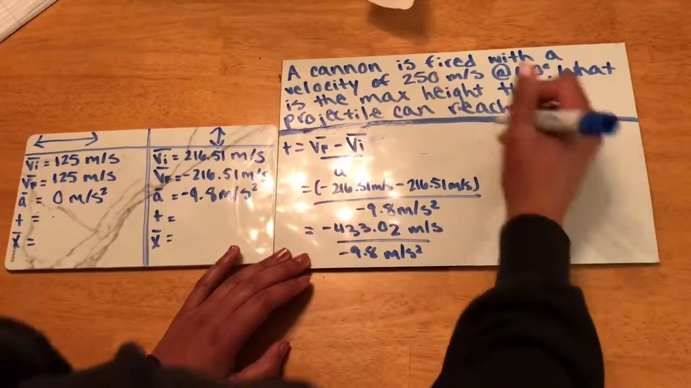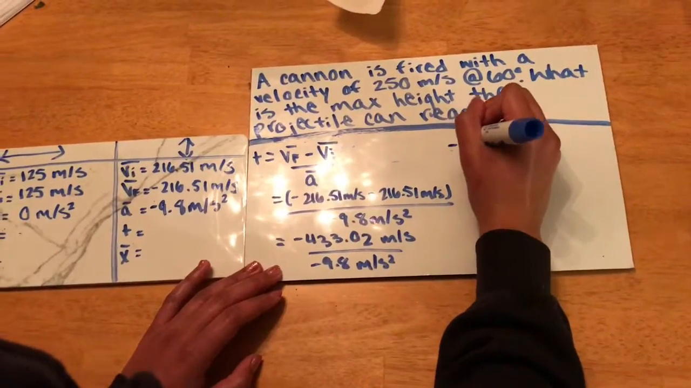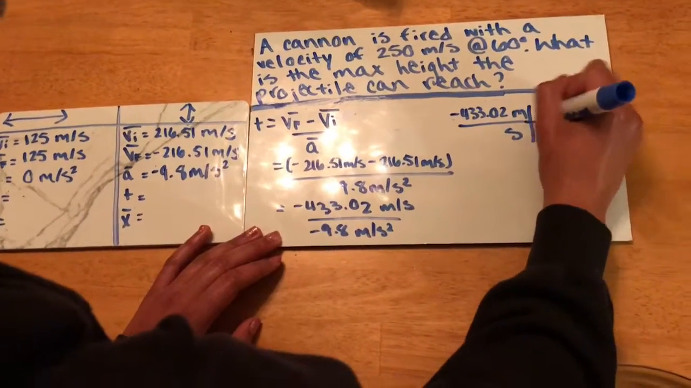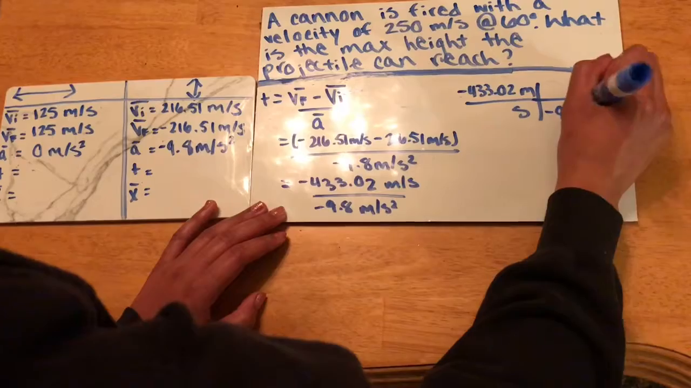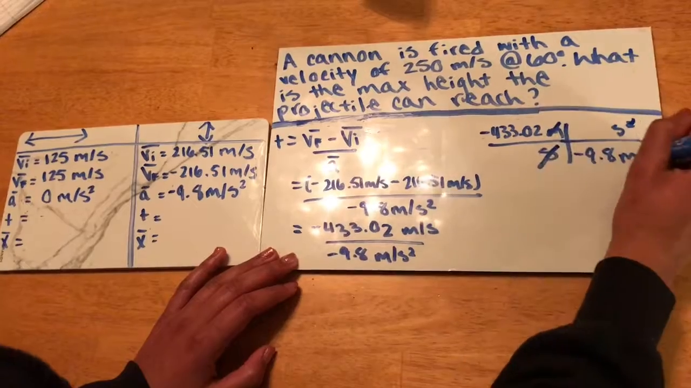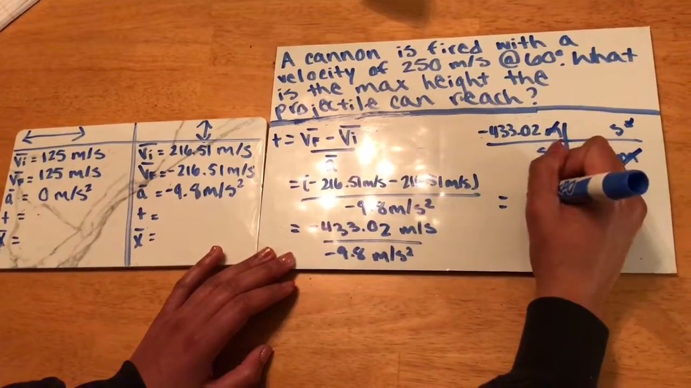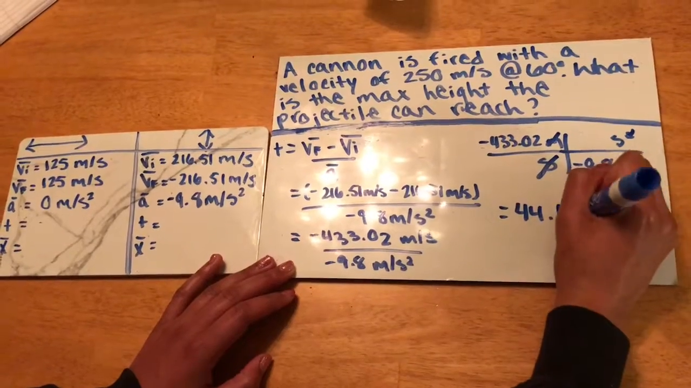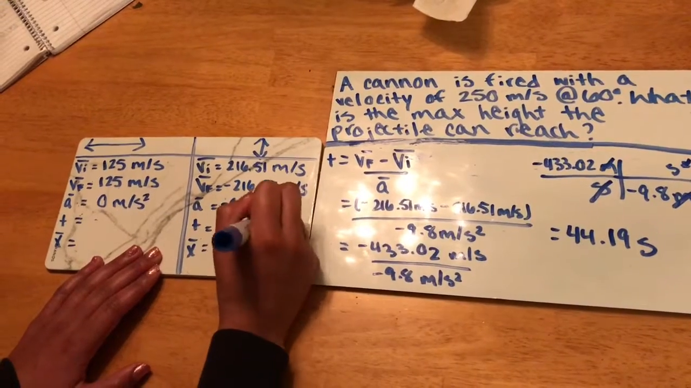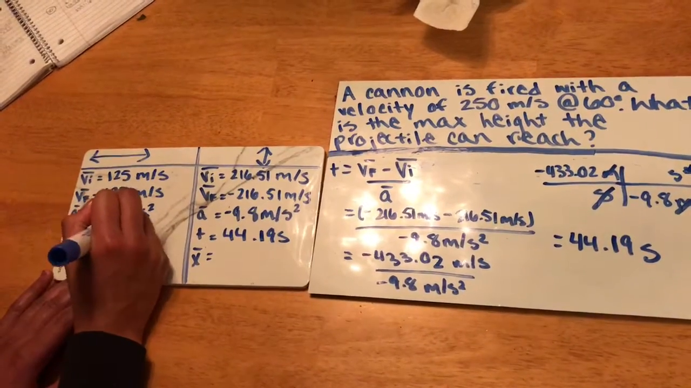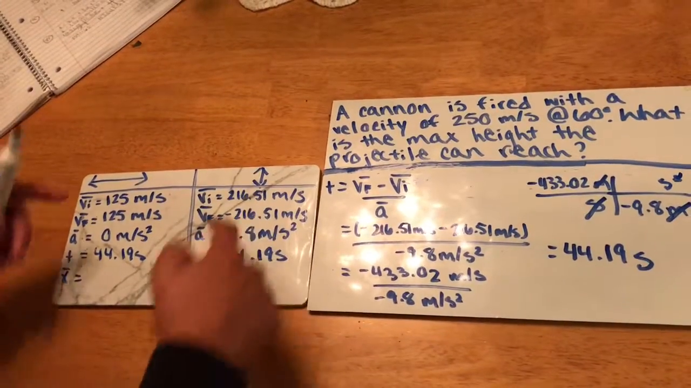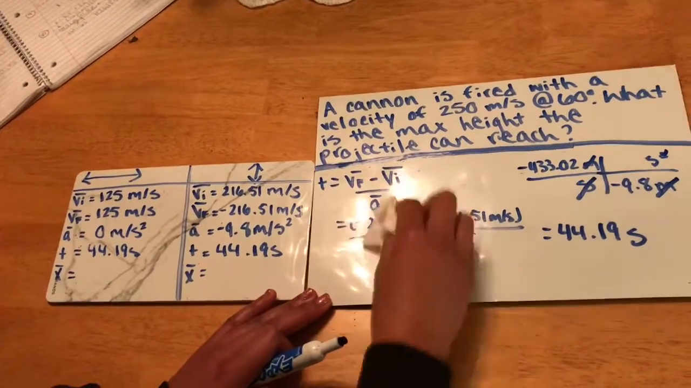Now we can put it into unit analysis. So we'll have negative 433.02 meters per second divided by negative 9.8 meters per second squared. One of the s's cancel, both m's cancel, and when you divide those, you get 44.19 seconds, which we can now put in our chart. Now that we have the time, and we're only missing displacement, we can solve the displacement for both sides.